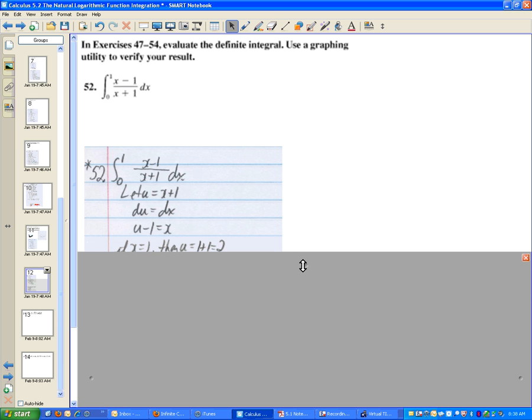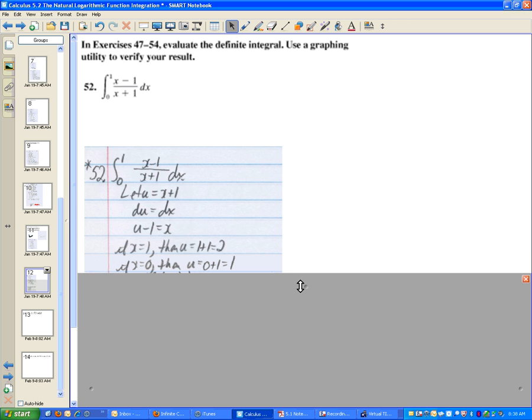So if x equals 1, I need to figure out what it would be for u. If x equals 1, then u equals, well, u is x plus 1, so 1 plus 1, so it's 2. And if x equals 0, then u equals 0 plus 1, so it's 1. So our limits of integration change. And now we're ready to make our substitution.